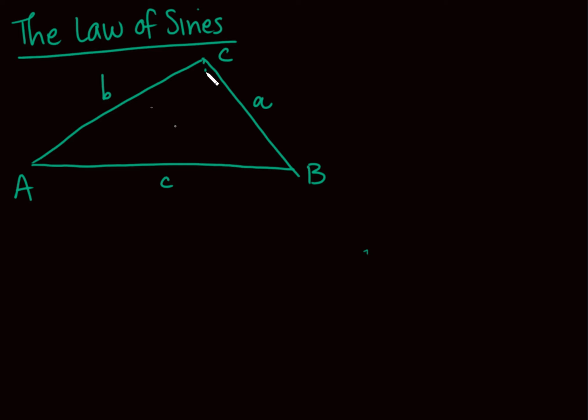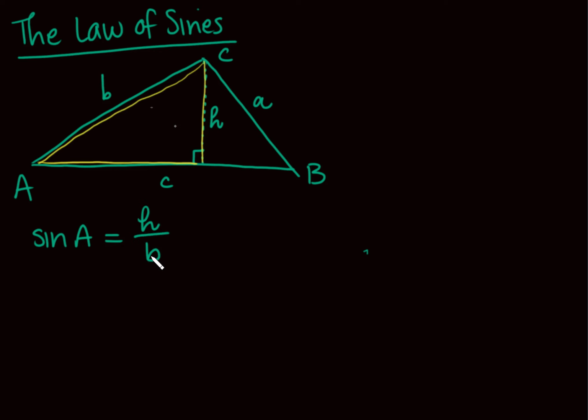So what I'm going to do is draw the altitude of this triangle and make this a right angle. And I'm going to call this distance right here h. So the way we get the law of sines, what would the sine of A be? If I look at this yellow triangle right here, pretend that these are straight lines, what does that show me? That the sine of A is h over c, opposite over hypotenuse.